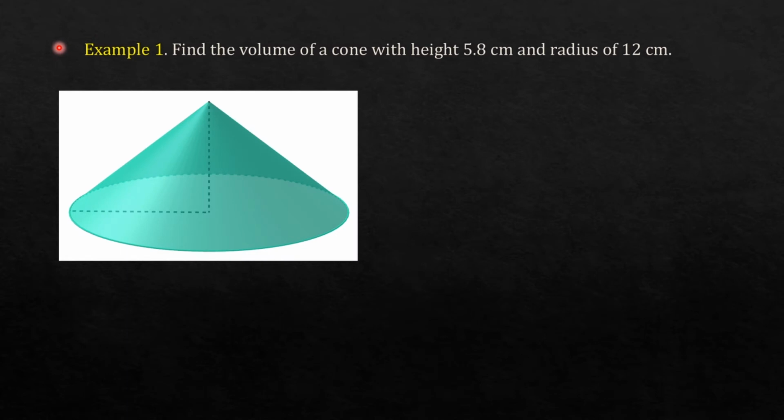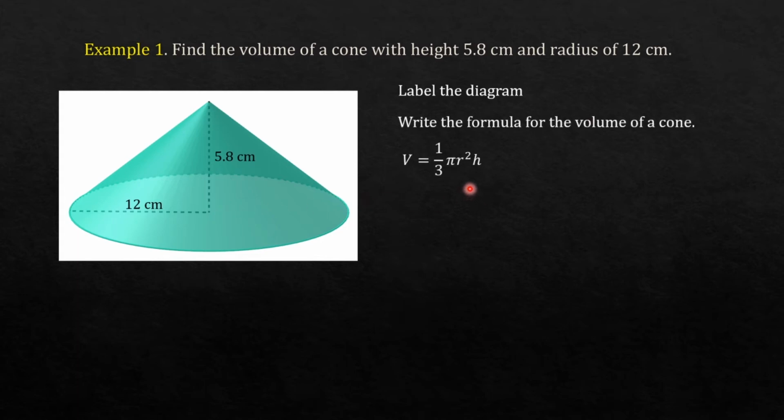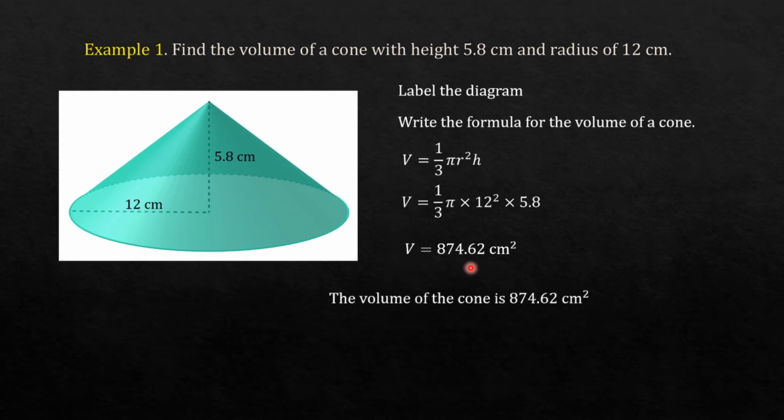This is example 1. Let's find the volume of a cone with a height 5.8 centimeters and a radius of 12 centimeters. So the first thing to do is label your diagram. The radius is 12, the height is 5.8. We'll write the formula for the volume of a cone as 1/3 pi r squared times height. We will substitute our numbers where the radius is 12 and the height is 5.8. And when you simplify, the volume becomes 874.62 square centimeters. And that's the volume of the cone for that example.